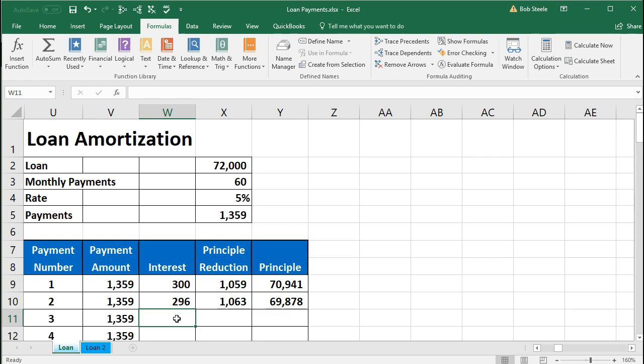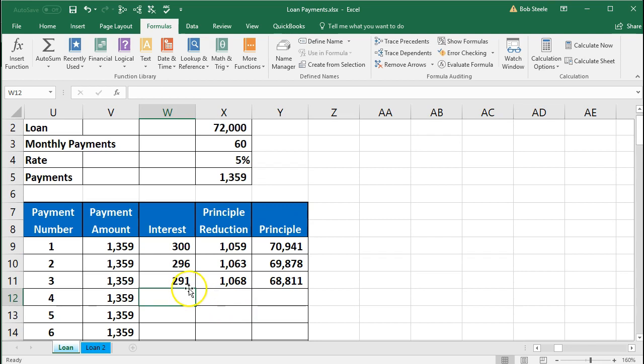I won't use the calculator, I'm just going to put it into the formula here. We're taking this amount, the new principal, times the 5%, that would be for a year, divided by 12 to get there for a month. That's the interest portion. The principal reduction is going to be the amount of the payment minus the interest portion. The principal amount then is going to be the $69,878 before this minus the reduction in principal.